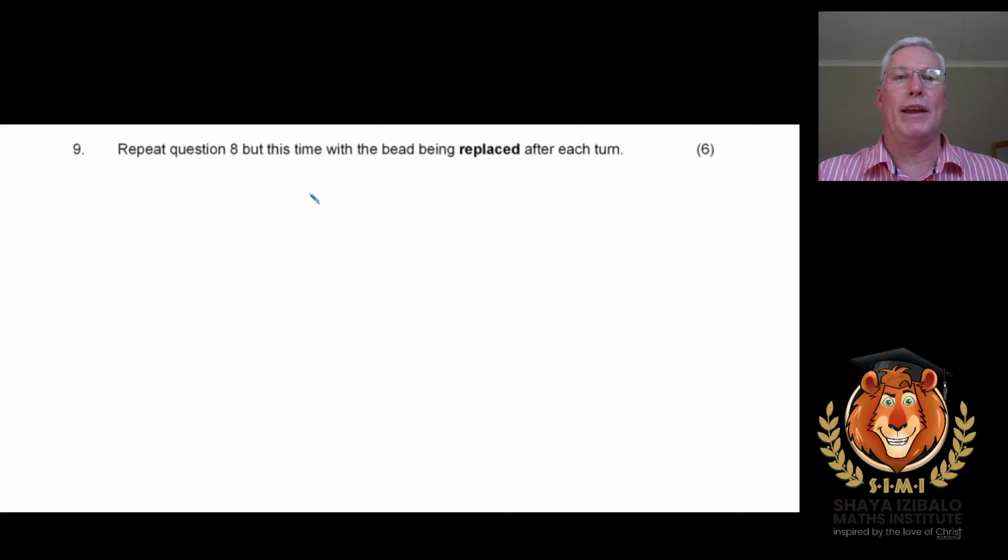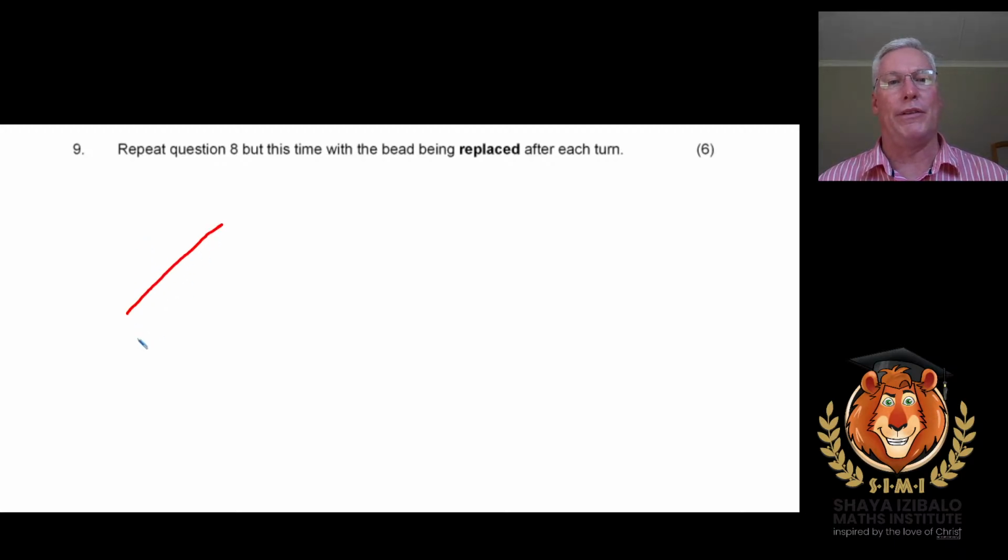This question came up in an exam a few years ago, a version of this question. But the game now is a slight variation where the bead is replaced. Now the game theoretically never ends. And there's a cool tie-in to what we were looking at yesterday.